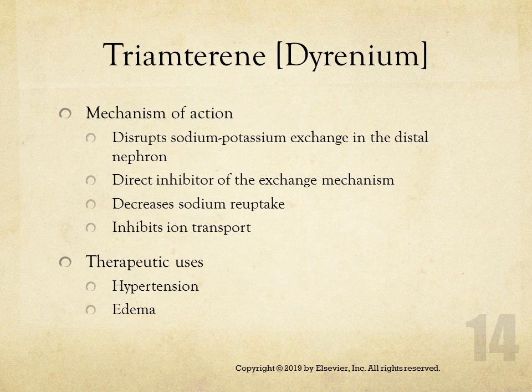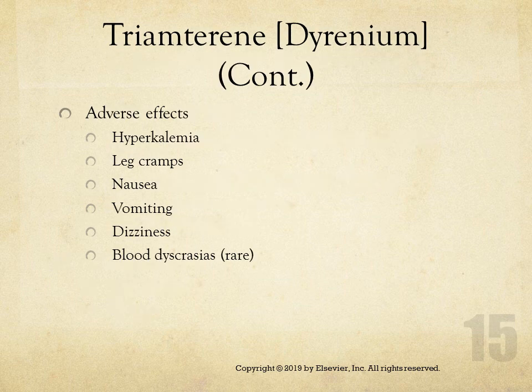The triamterene disrupts the sodium-potassium exchange in the distal nephrons. It is a direct inhibitor of the exchange mechanism. It decreases sodium reuptake and inhibits ion transport. It's mainly used, of course, for hypertension and any edema. So what are adverse effects? You can have hyperkalemia, you can have leg cramps, which you can also get with the other two. You have nausea, vomiting, dizziness, and rare blood dyscrasias.